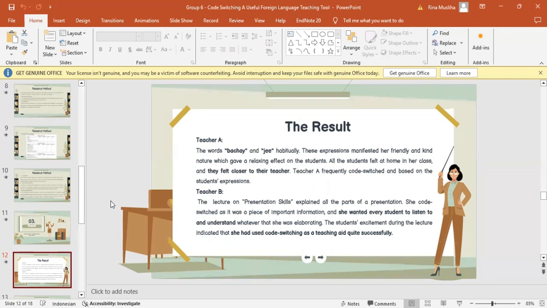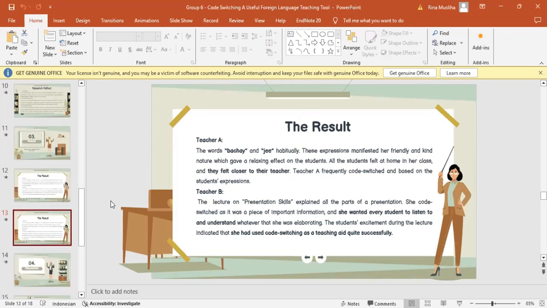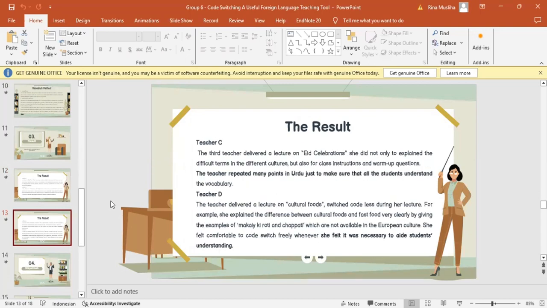And then for teacher B, the lecture uses code switching when presenting skills, and then it was a piece of important information, and she wants every student to listen and understand whenever she uses it. And then for the students, the assessment during the lecture indicates that she had used code switching as a teaching aid quite successfully. And then next is for teacher C.